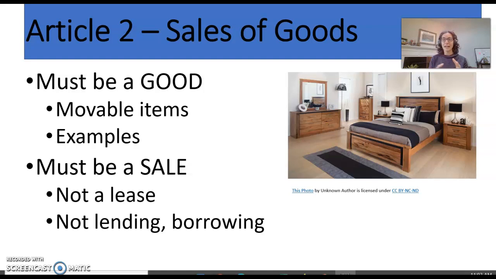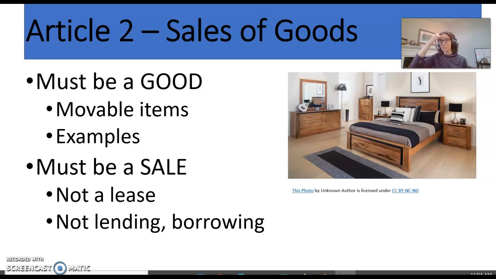So a good way to keep in mind the difference between goods and other items is to think about that concept of being movable. A good is the items in the home that are movable, whereas the structure of the home itself is not a good. That is the real estate. The other interesting piece here is notice it says sale of goods. So first, Article 2 of the UCC only applies if it's a good, but also only applies if it is a sale. So what does that mean?